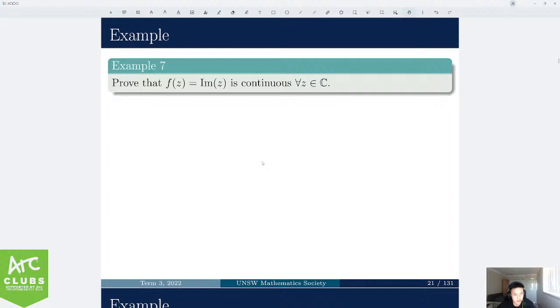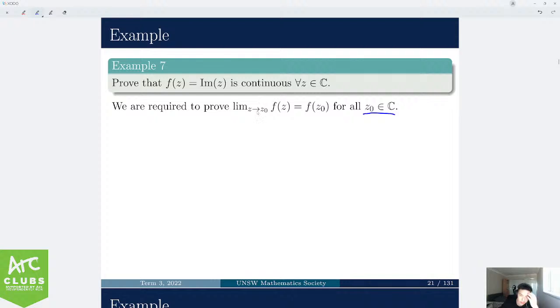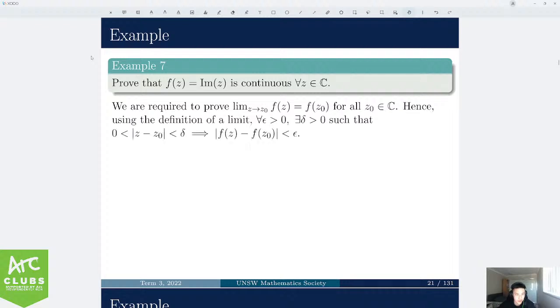Okay, example 7, this was in the class test. Prove that f of z equals the imaginary part of z is continuous for all z being in the complex numbers. Now, essentially, we are required to prove that the limit as z approaches z0 of f of z equals f of z0 for all z0 being in the complex numbers. And to prove a limit, we have to go to the definition of a limit. So essentially, for all epsilon being positive, we need to find a delta such that this thing here is true.